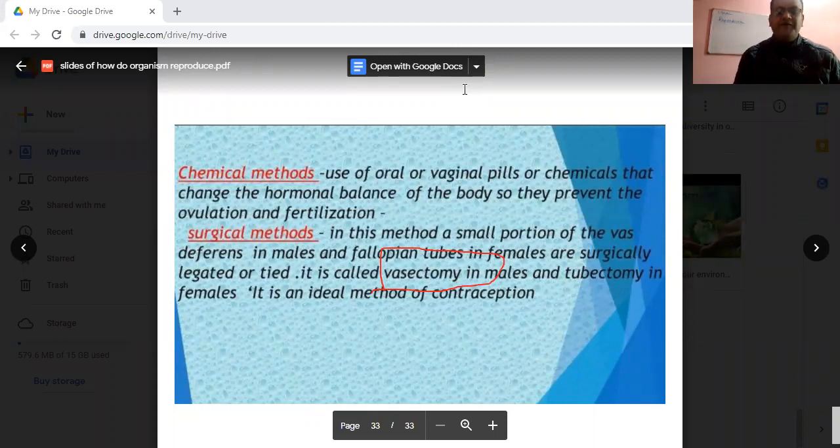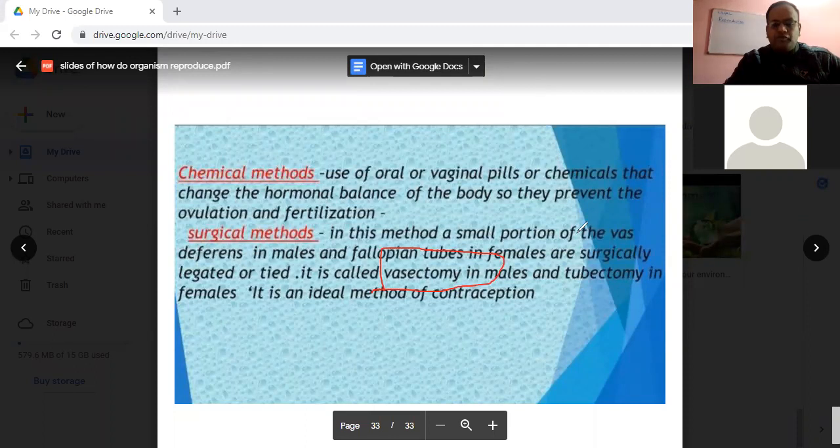Very good. From the word vas, which stands for vas deferens. So what happens in vasectomy? In vasectomy, the vas deferens is cut and ligated. As a result, what happens? The sperm won't be able to fertilize the ovum in the fallopian tube, because no sperm will be discharged. Correct.